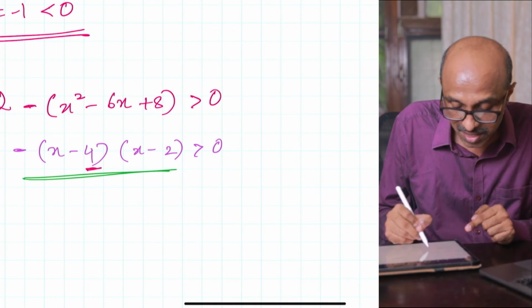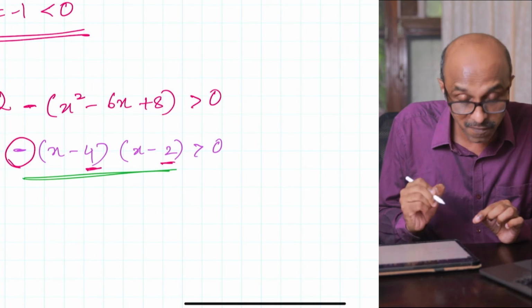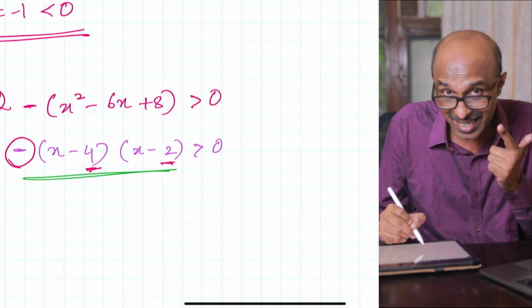Why did we find these factors? Well, that is where we will get the x-intercepts. It's going to be an inverted parabola, and those are our x-intercepts. X equals 4 and x equals 2, all right?